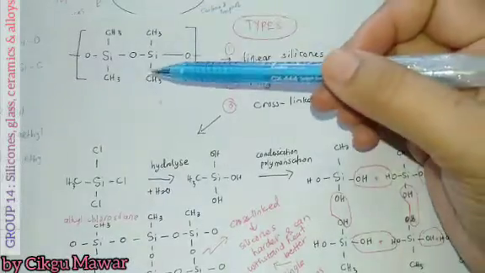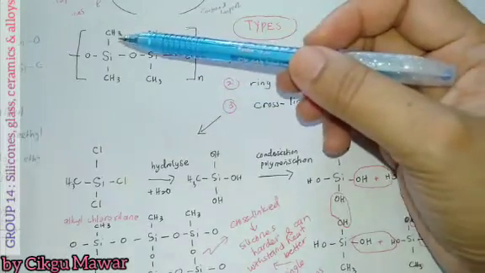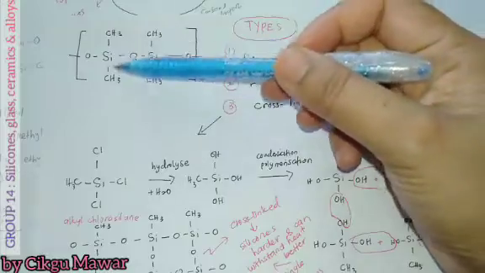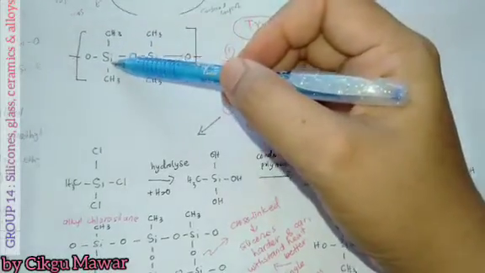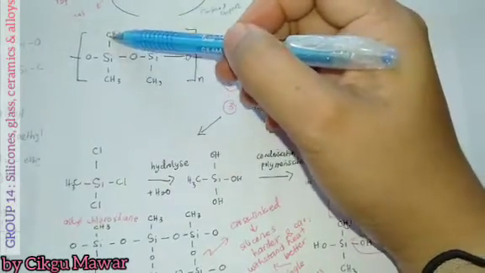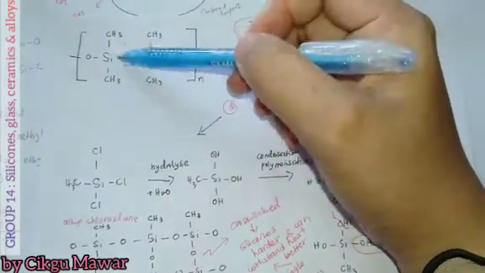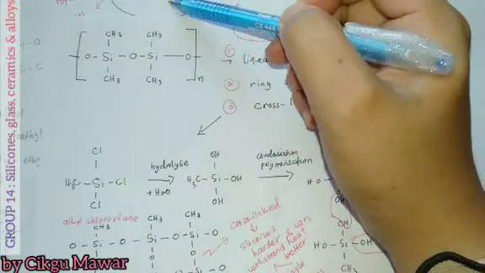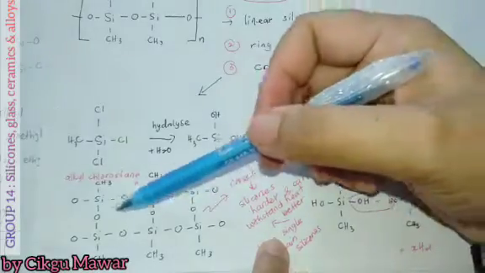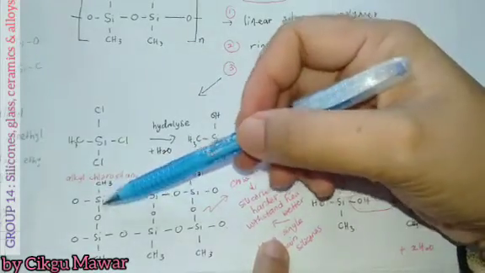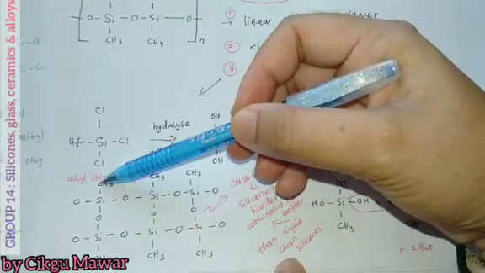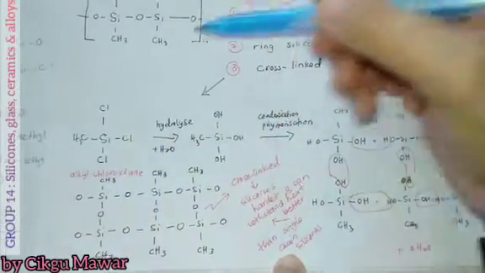Finally, I want to remind you again how to identify silicones. The first thing is that you see it has an Si-O bond and also an Si-C bond. This shows that this compound is a silicone. The same goes for the cross-linked silicones, which have Si-O bonds and also Si-C bonds. This shows that this is a silicone.